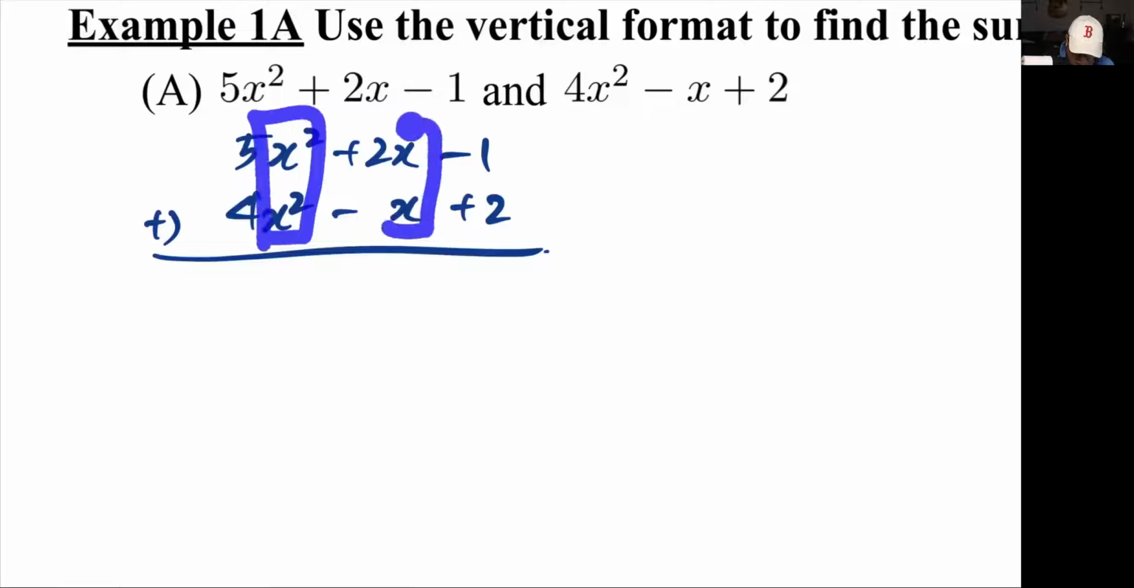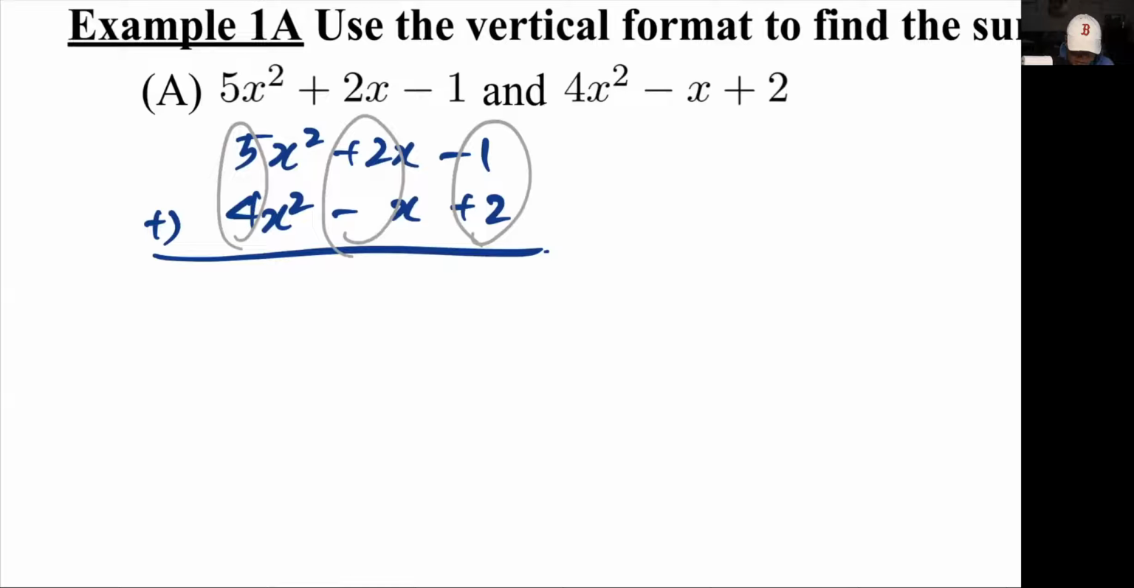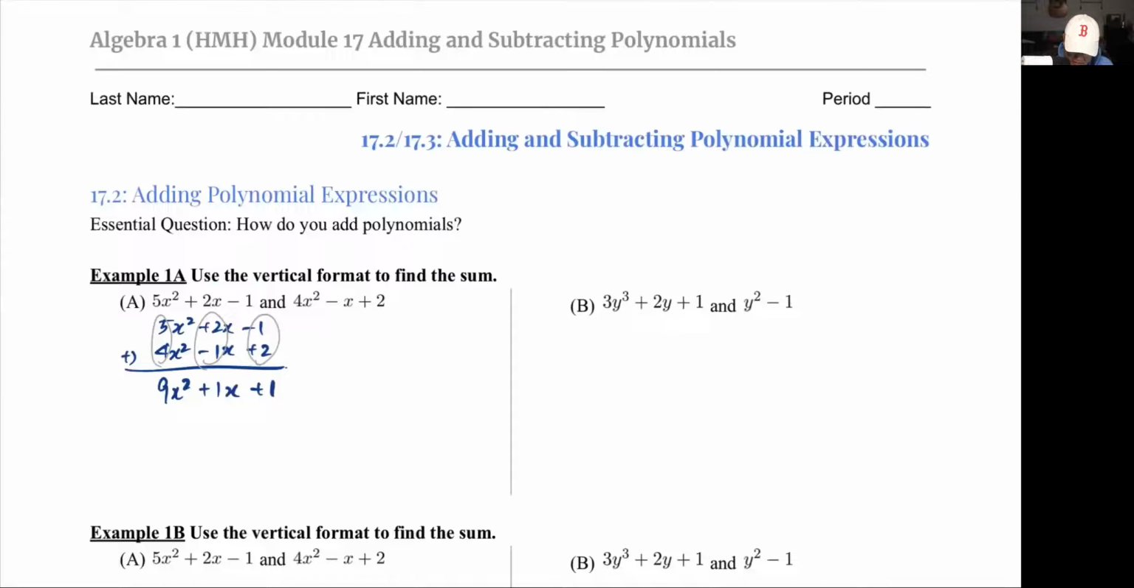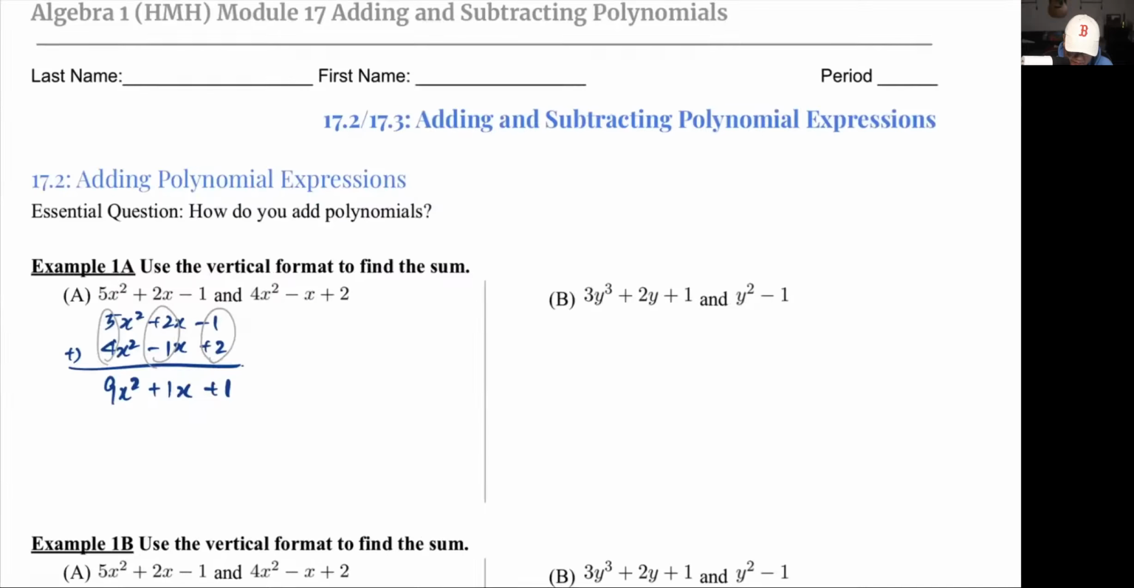Do you see that here, guys? They'll match. So all you're doing is just adding the numerical values. 5 plus 4 is 9x squared, 2 minus 1, right? That's the invisible 1 right there. And that is 1x, or you could just write x. And then -1 plus 2 is +1, and we are done. Okay. And how about B?